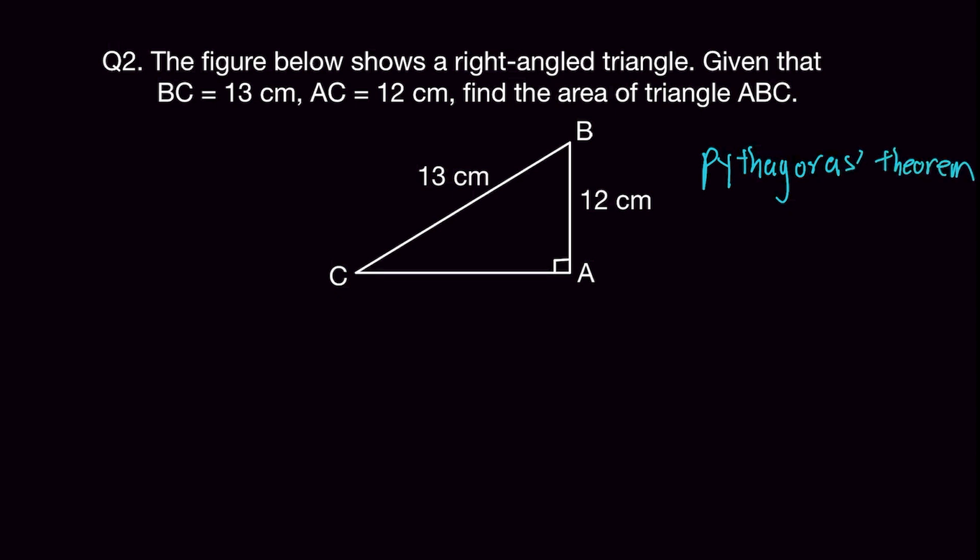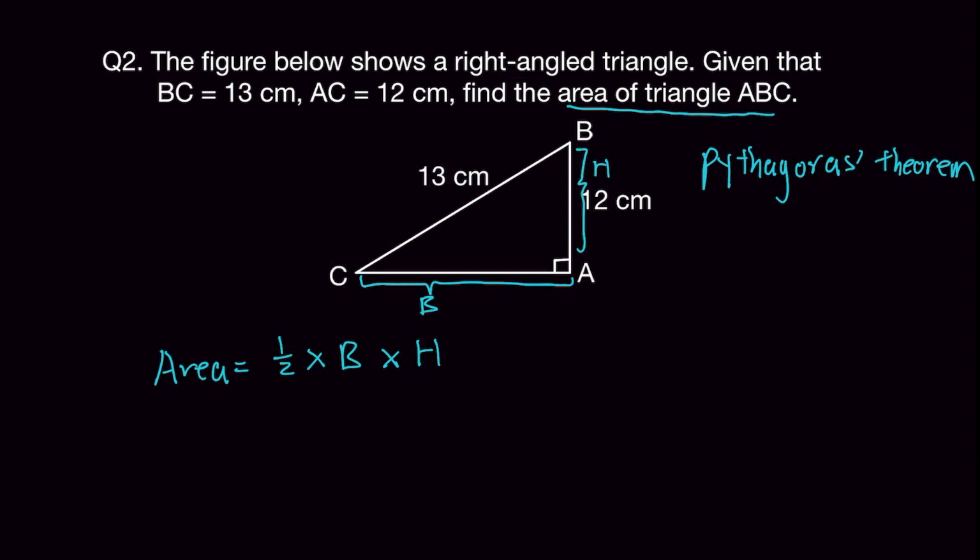Pythagoras theorem. The first thing is, because we want to find the area of a triangle, we know the formula is half times the base times the height. Over here, what is the base? The base can be AC, and the height can actually be AB, which is 12 cm. So we have the height, very good.